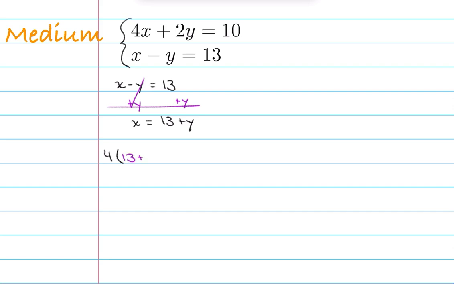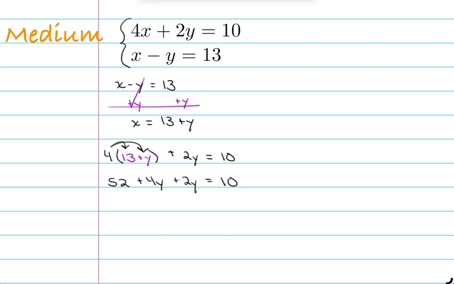4 times 13 plus y, plus 2y equals 10. So now this entire equation is written in terms of y, so I will solve for my y. I'm going to distribute: 4 times 13 is 52, 4 times y is a positive 4y, plus 2y equals 10.